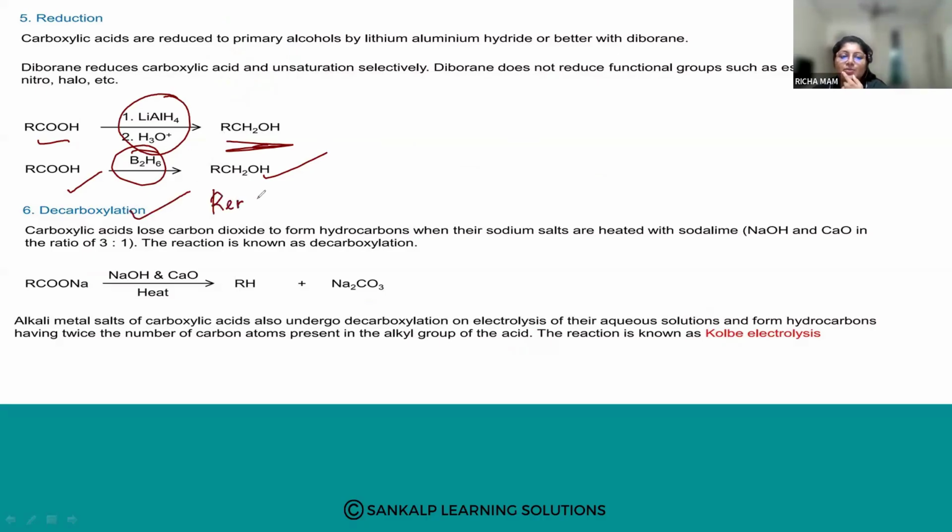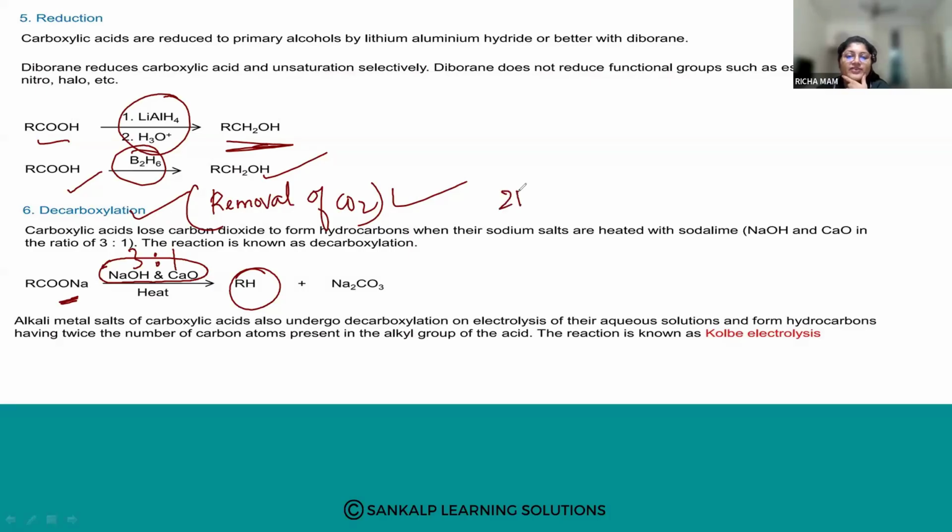Decarboxylation means removal of carbon dioxide. So I'm going to take this sodium salt of carboxylic acid. They are going to heat it with soda lime. What is soda lime? When sodium hydroxide and calcium hydroxide are taken in the ratio of 3:1, that is called soda lime. You get what? You get hydrocarbons. And there is a release of carbon dioxide gas. So this is called decarboxylation.